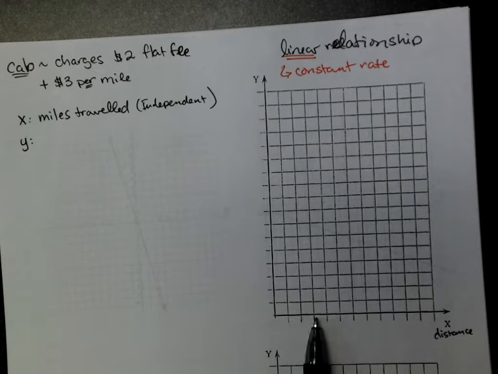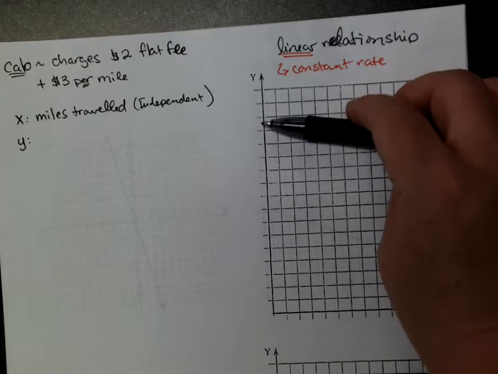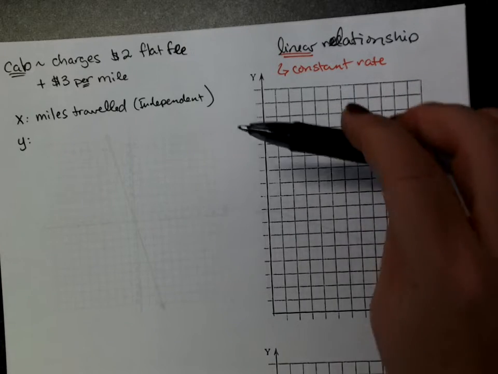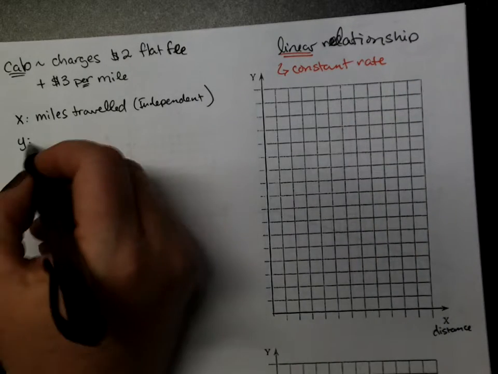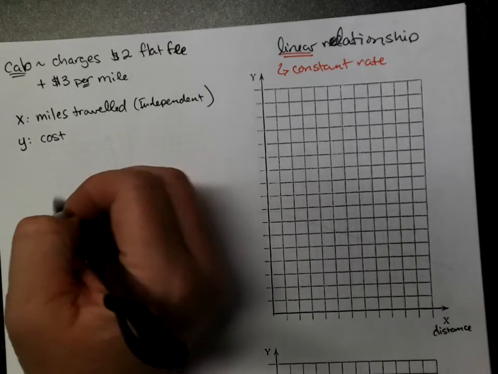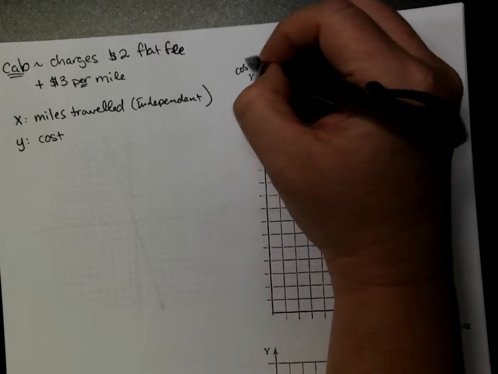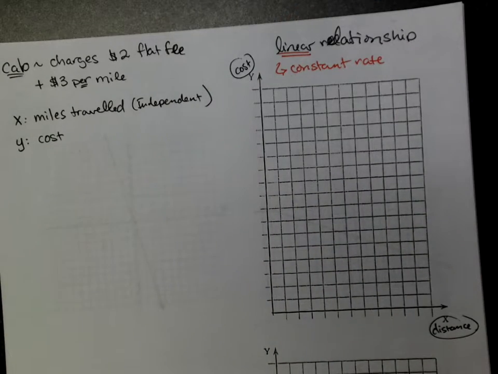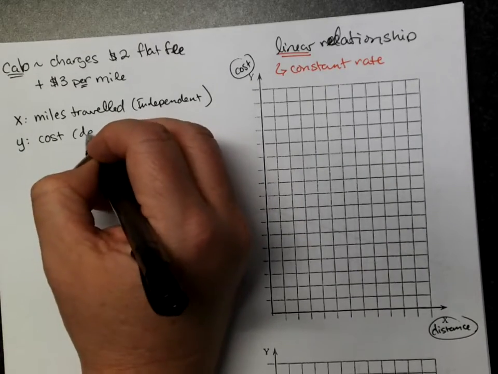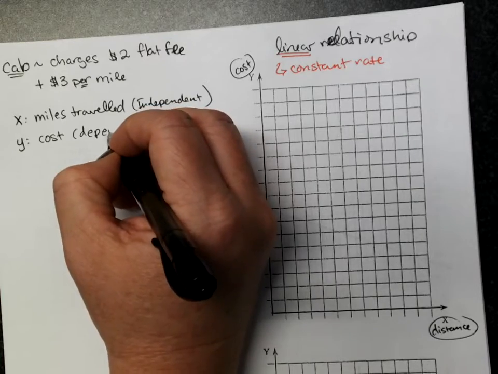And as our distance increases, what also increases or decreases? The cost, right. So that's why our cost is going to depend on how many miles we go. So y is our cost, and x is our distance. Cost being our dependent. We asked the cabbie, how much is this going to cost? And he's like, well, it depends on how far you want to go.